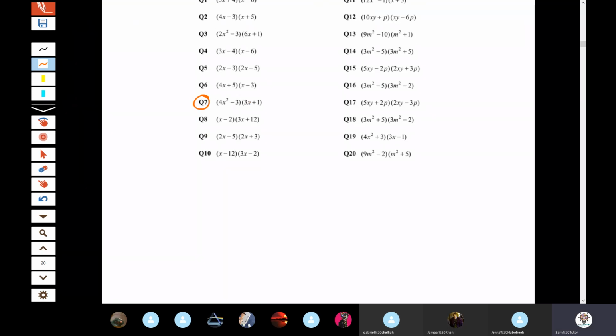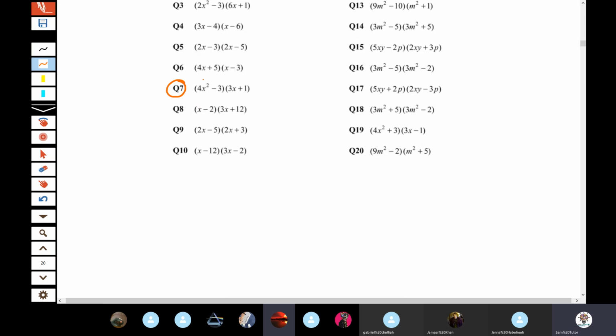Okay. Let me zoom in a little bit. Yep. 4x squared times 3x, 12x cubed. 12x to the power of 3, because x squared and x becomes x cubed. Plus 4x squared times 1, it's just 4x squared. Minus 9x, because 3 and 3 is 9. Minus 3. And does anything simplify here? No, actually, that's the answer.